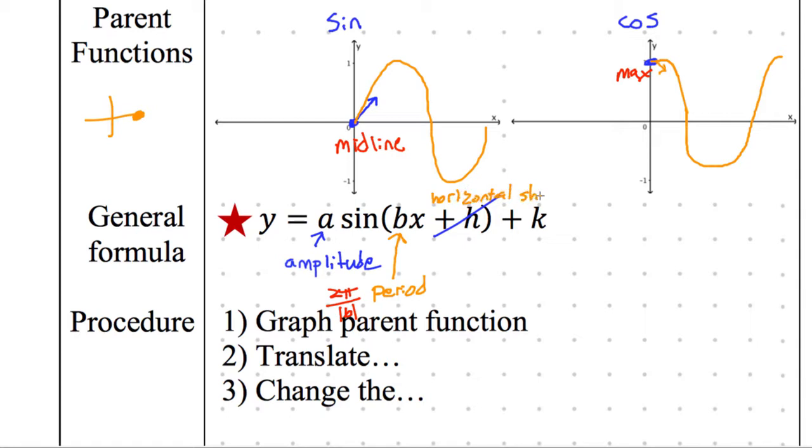shift. And if you really want to know more about it, it's the reverse of whatever H is. So if H is 1, that means 1 to the left. If H is -1, then it's 1 to the right. But I'm not going to be worried about horizontal shift for this lesson or for this unit. So don't worry about H. You're always going to have something by itself inside the parentheses.